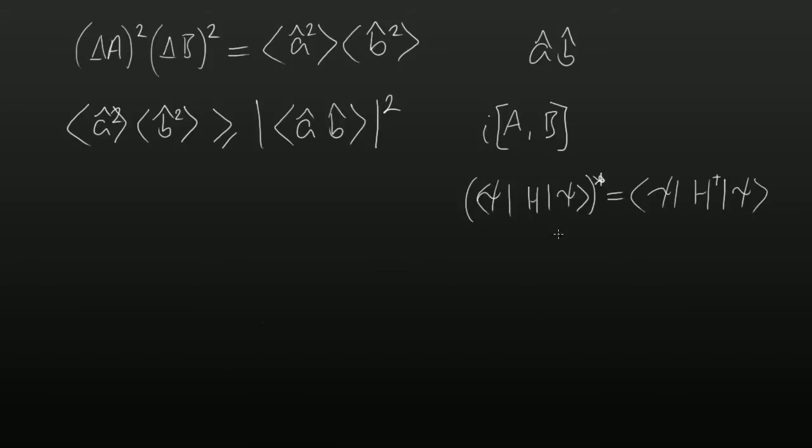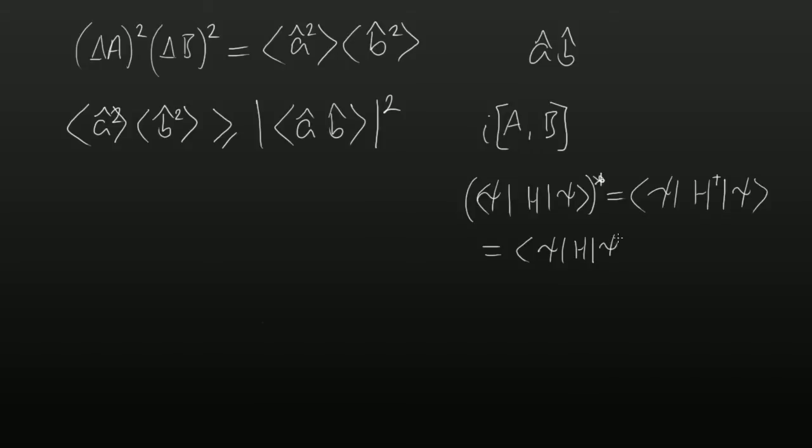Or you can look it up yourself. That's called a dagger. You can look it up. It's on Wikipedia. It's an amazing site. So much information there. And if this is Hermitian, that means it's self-adjoint. So what would that give us? It would give us this.